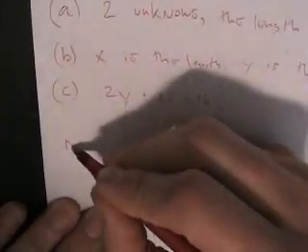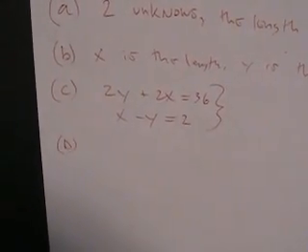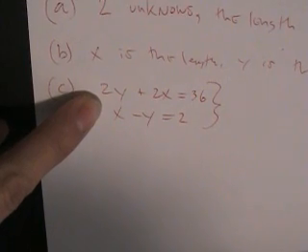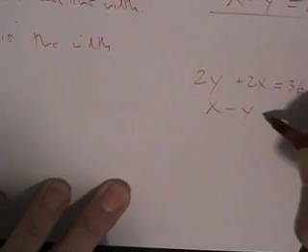Now for part D, which is the hardest part because we actually have to solve. We have to solve this system. Okay, so let me take this system and let me write it over here so I have some more room. So my system was 2y plus 2x equals 36, and x minus y equals 2.